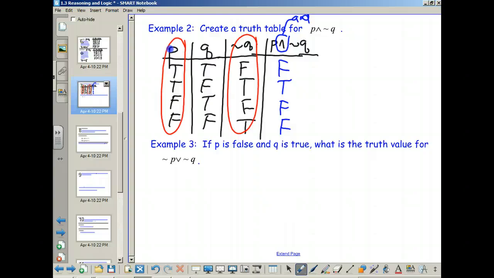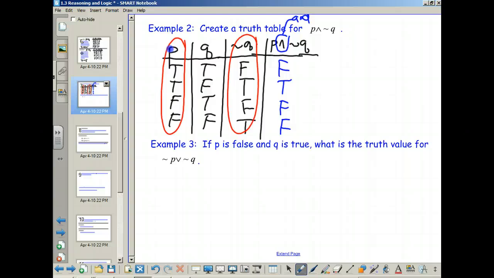So I don't have to create a whole table. I only need one row of my table. I need the row specifically where I have P is false and Q is true. So basically what I'm going to create is a one row truth table.